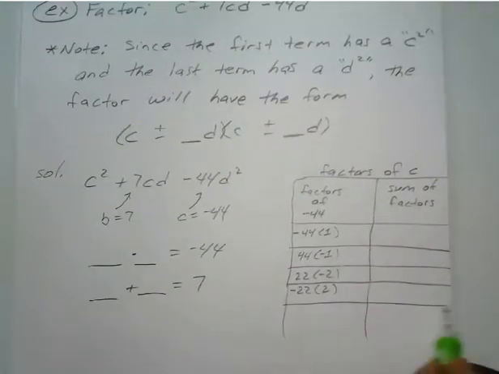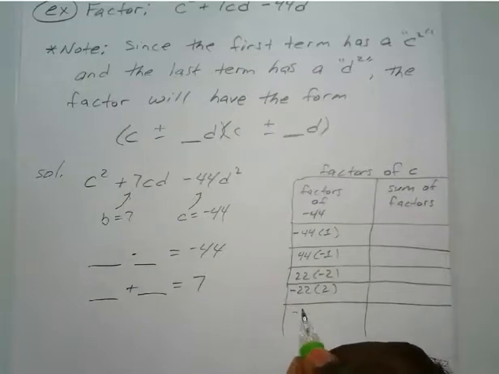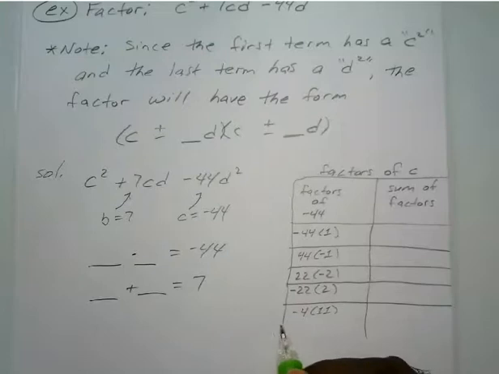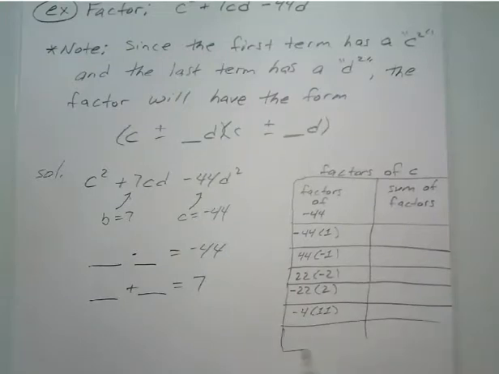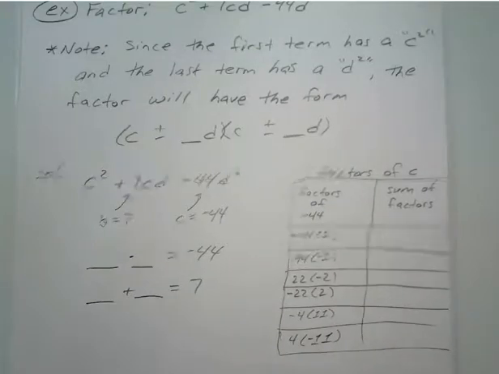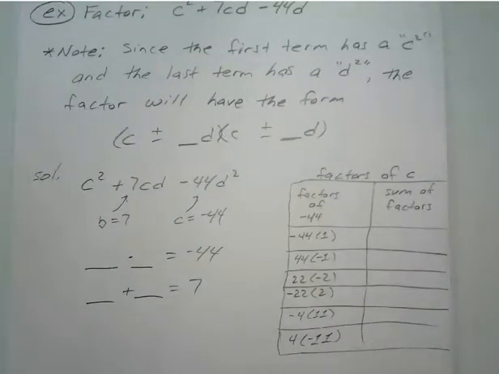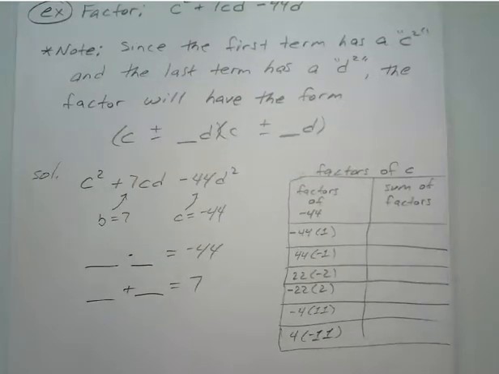Okay, so you have negative 4 times 11. And you have 4 times negative 11. Alright, so we have all of our different factors of negative 44.